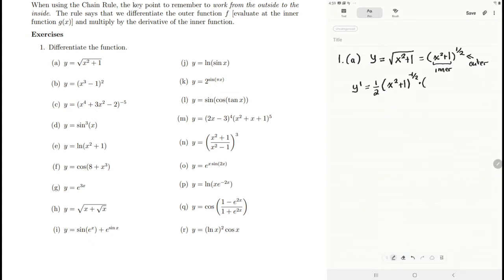And then now that we took care of the outer function, we need to multiply this by the derivative of the inner function. So the inner function is x squared plus 1. So its derivative is going to be 2x plus 0. So now we can simplify this. We have 1/2 times 2x. The 1/2 and the 2 will cancel. So we're left with x times x squared plus 1 to the power of negative 1/2.